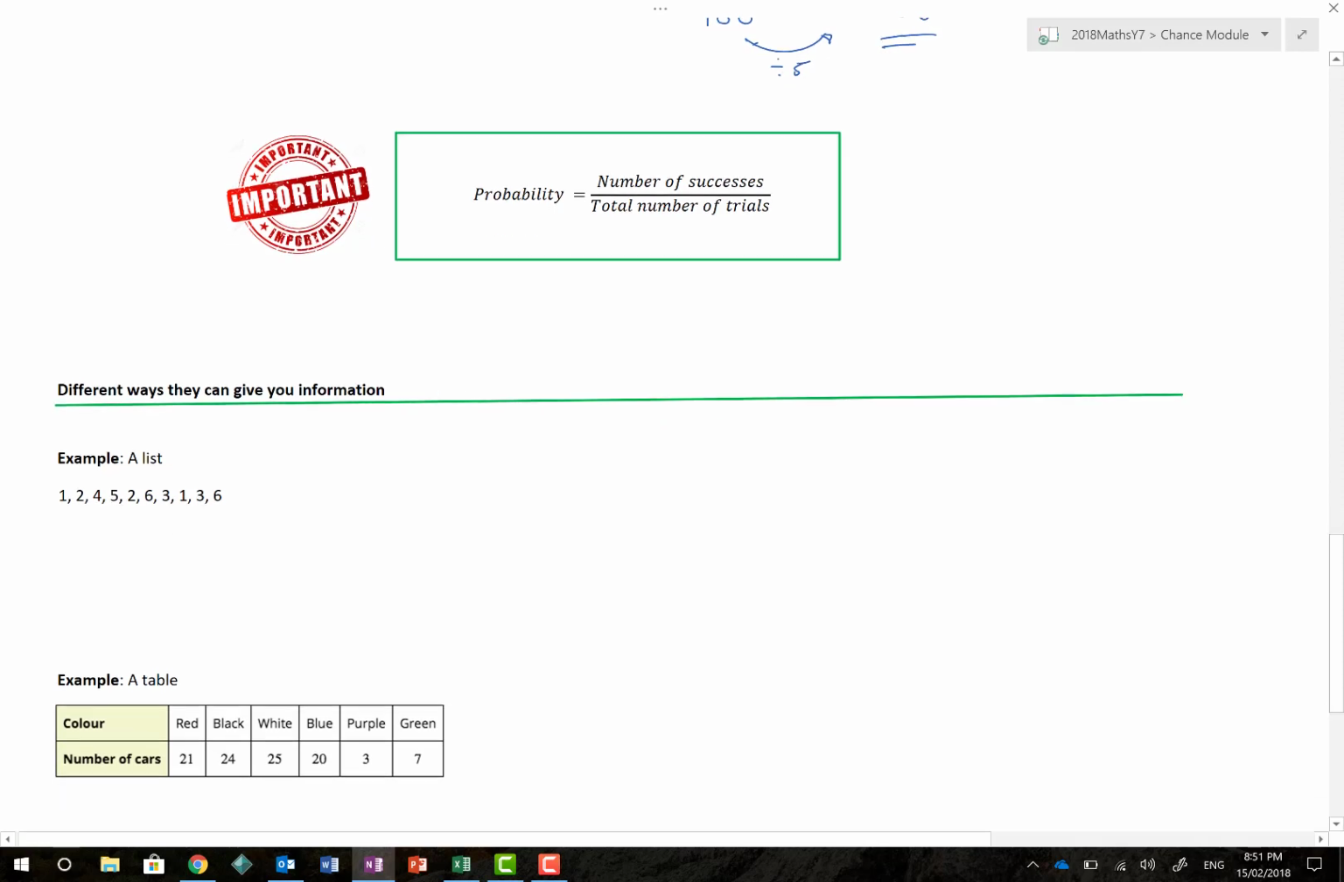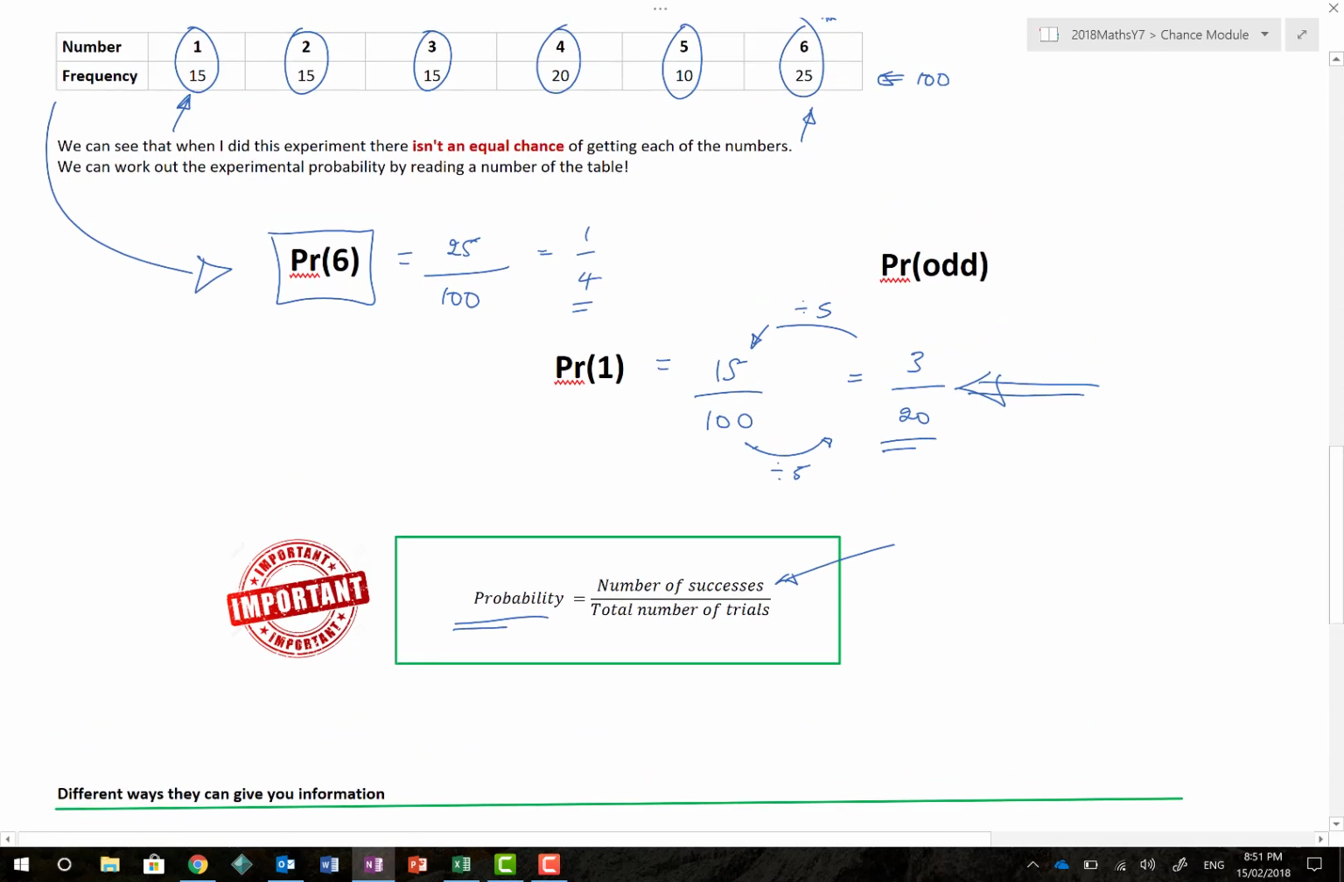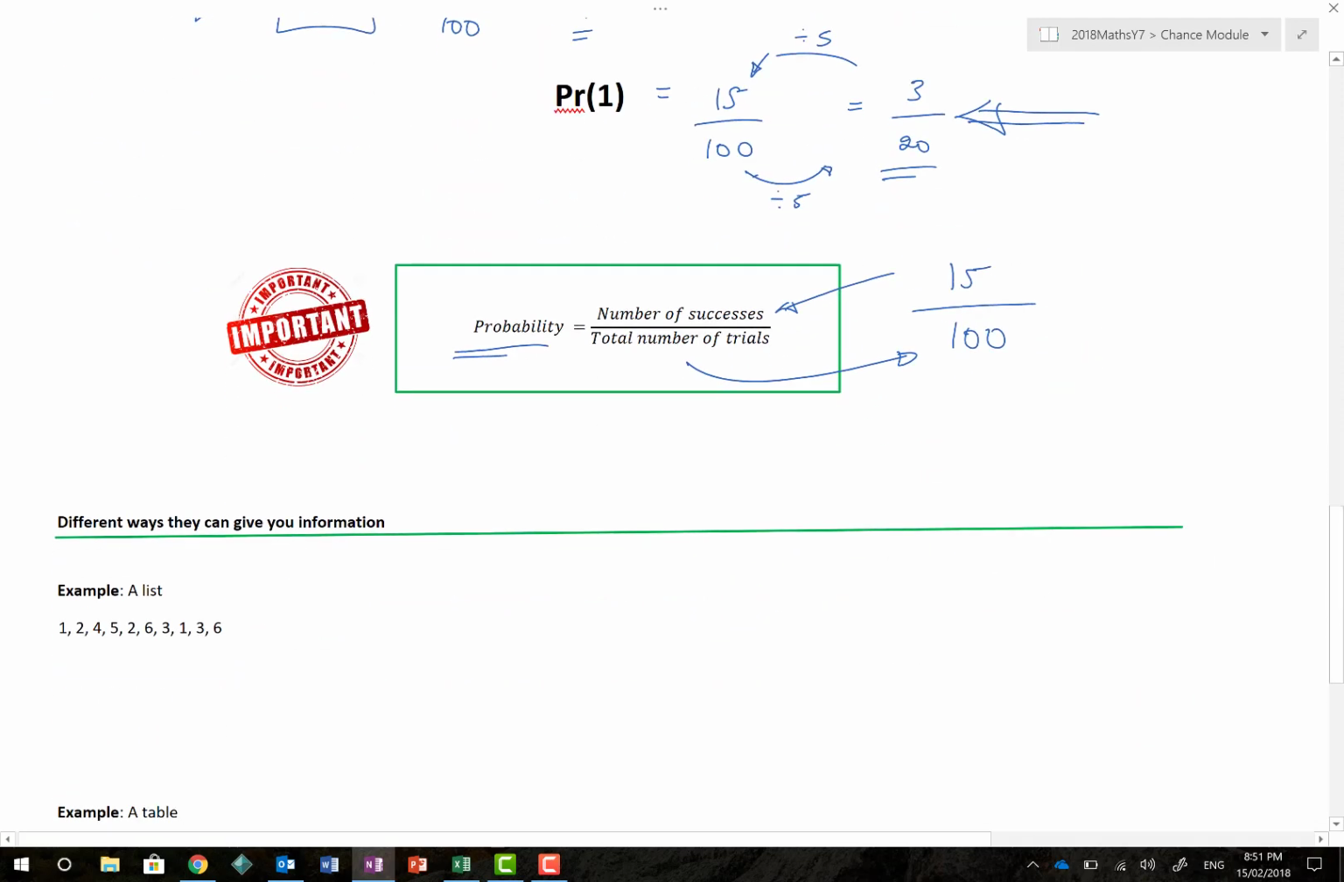But just remember, probability is equal to the number of successes. So earlier, when we were looking at this probability of 1, we looked at the table. We said the number of successes was 15 because we're only looking for the number of 1s, out of the total number of trials, which is 100.